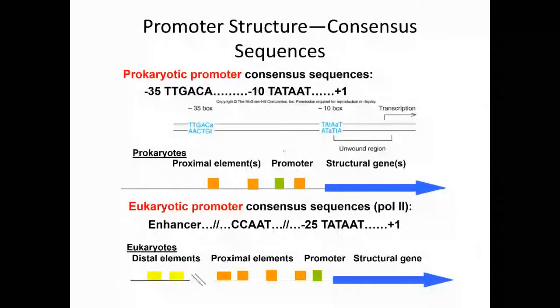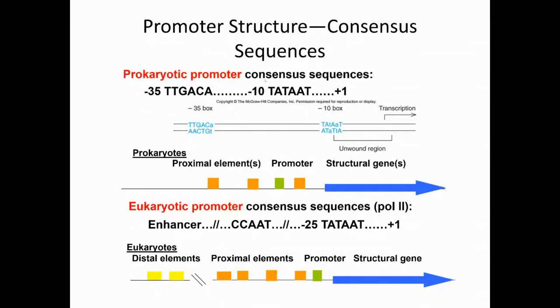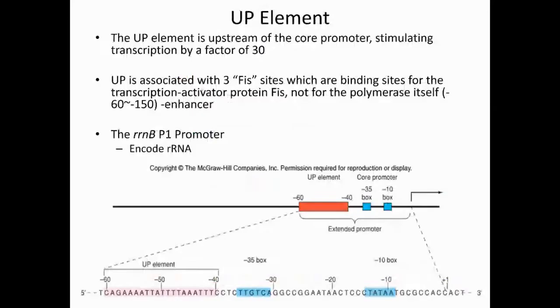Now for the prokaryotic cell, apart from the -10, -35 core promoter, they also have the UP elements. The UP elements are upstream of the -10, -35, so upstream of this core promoter, and we call this the extended promoter. These from -40 to -60 are the UP elements. This element can be recognized by a specific subunit in the RNA polymerase, which we will discuss later, to enhance the transcription efficiency.